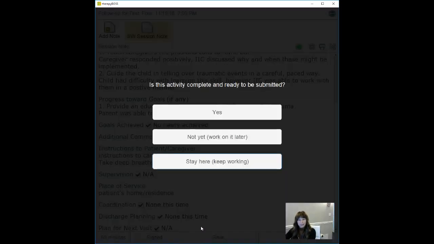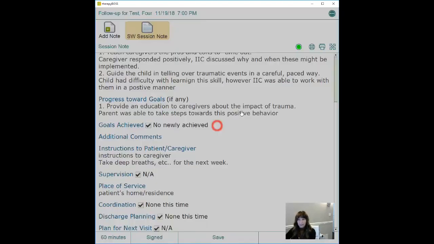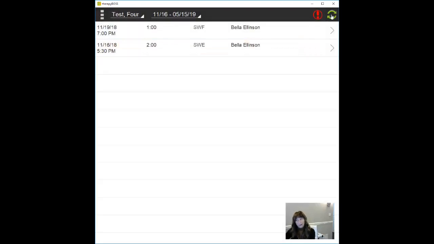You are going to click save, and then you are going to click, is this activity complete and ready to be submitted? Your answer will be yes. If you stay here, keep on working, or not yet work on it later, we will not get this as a completed activity. So we are going to click yes, and then we are going to make sure, as always, to sync. If you're able to sync after each session and after you send it in, your notes will be uploaded in Cyber quicker so that your care manager will be able to see what's going on. It is best practice to sync after each session. At minimum, you must sync before every Monday at 2 p.m.